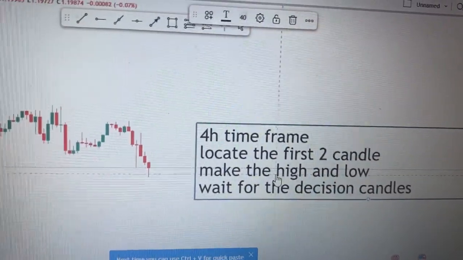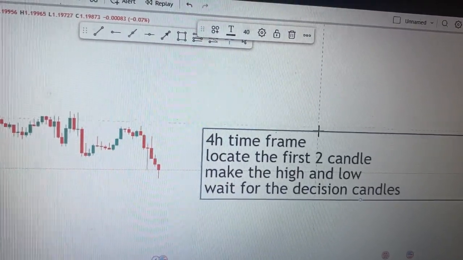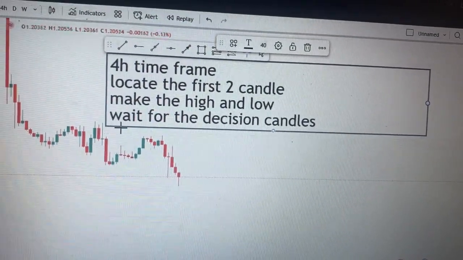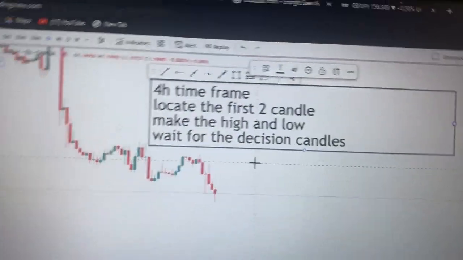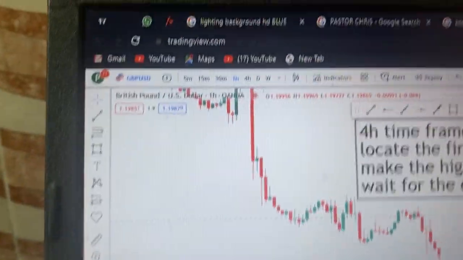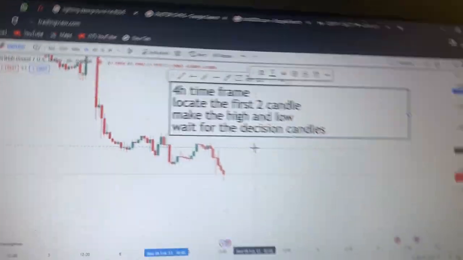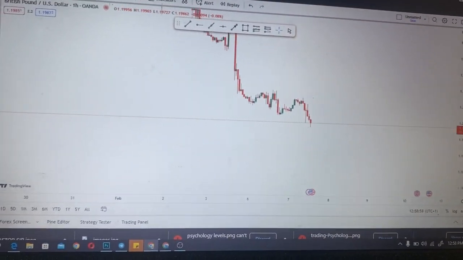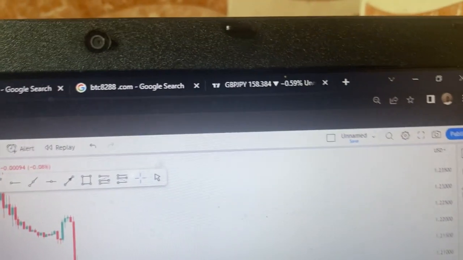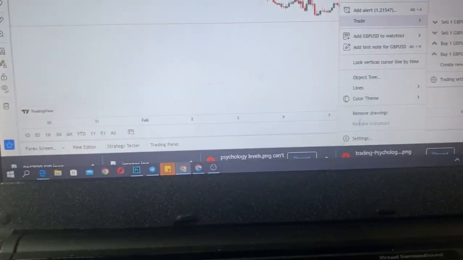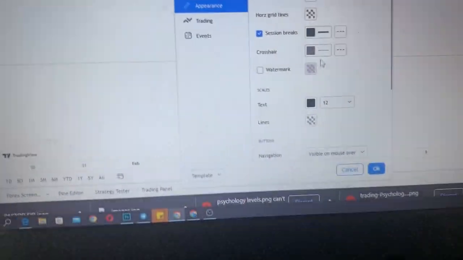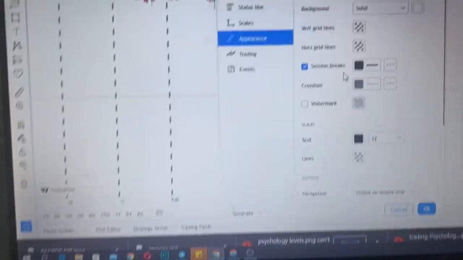Let's remove these things. So that's it. 4 hour time frame, locate the first two candles, mark the high and low of the week, wait for the decision candle. As I told you guys, this is GBPUSD. Very easy. So let me show you how it works. To get it, you go to your settings, or you right click, then you get your settings from here. Then you bring out the session breaks.